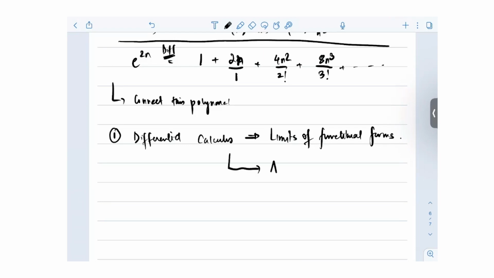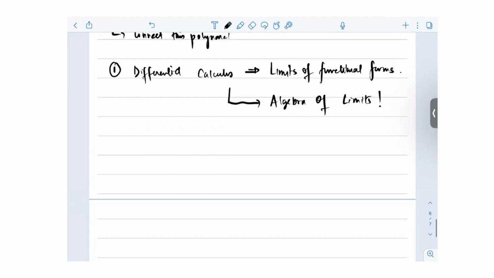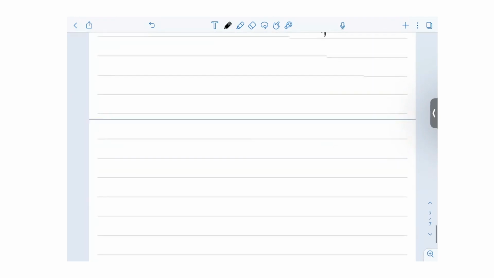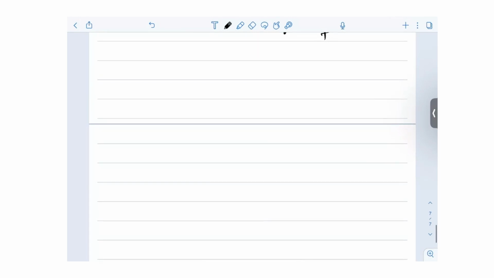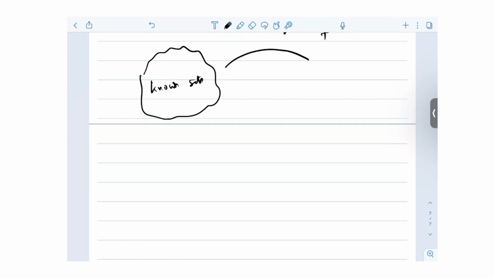We can use algebra of limits, but there is also one method left. What is that method? So understand what we were doing in the algebra of limits. The algebra of limits is nothing but: there is a known set of limits, and by some method we are finding the equality of limits. But there is also another method too. It was all about equality, but there are other methods.